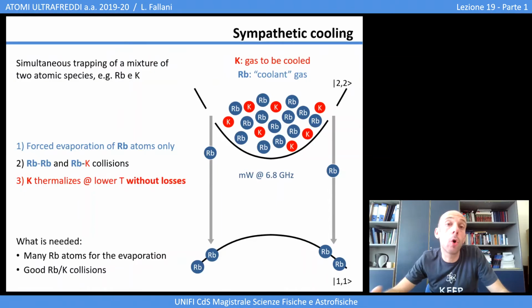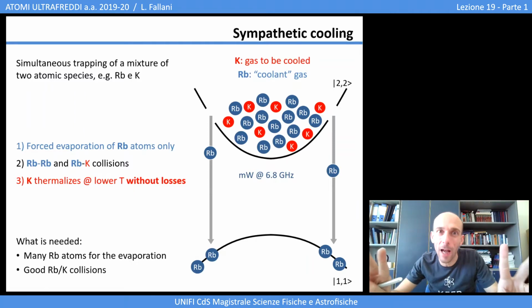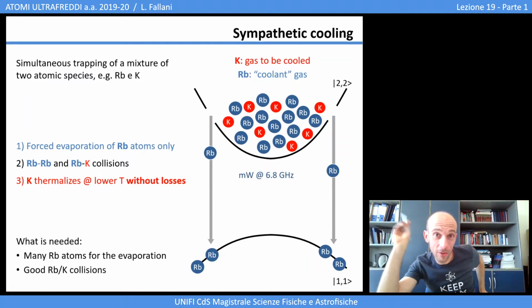We can make a small variation on the theme of evaporative cooling and perform what is called sympathetic cooling. So what is sympathetic cooling? I will show you with a slide. The whole idea of sympathetic cooling is rather easy, because it looks much like evaporative cooling, with the only difference that you're not just cooling one gas, but you're cooling two gases simultaneously. And why is it like that? So let's consider this scheme.